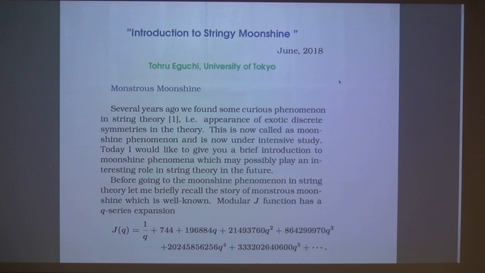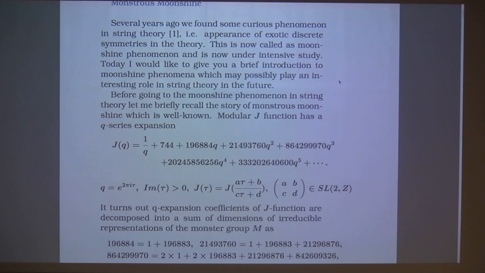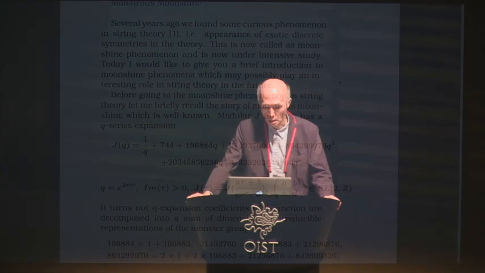Before going to the moonshine phenomenon in string theory, let me briefly recall the story of monstrous moonshine, which is well known. The modular J function as a q-series expansion: J(q) = 1/q + 744 + 196884 q + etc. Here q is e^{2πiτ}, with the imaginary part of τ positive. And this is invariant under SL(2,Z) transformation, the so-called modular J function.